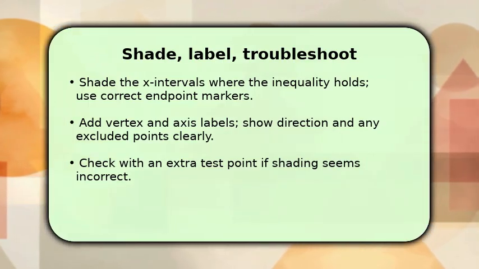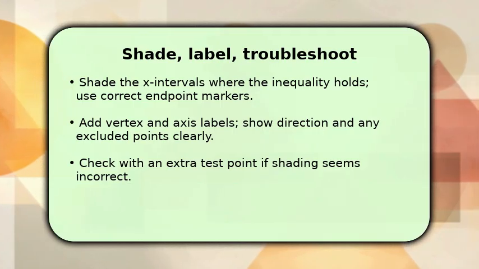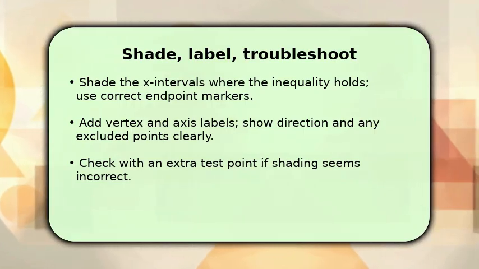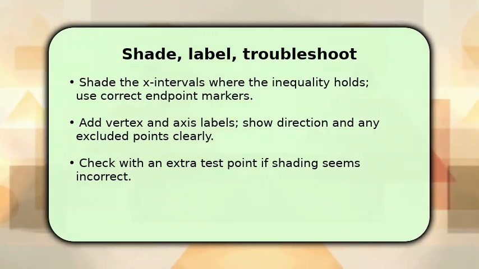If something looks off, pick one more random test point in a shaded region and evaluate the quadratic to confirm. This quick check catches sign mistakes and endpoint errors before you finish.